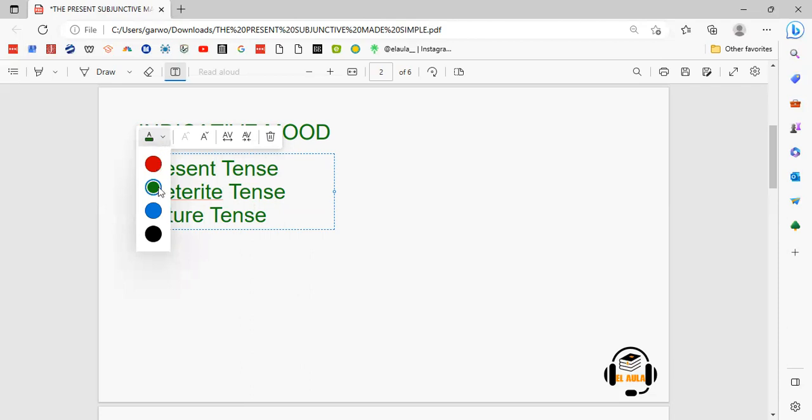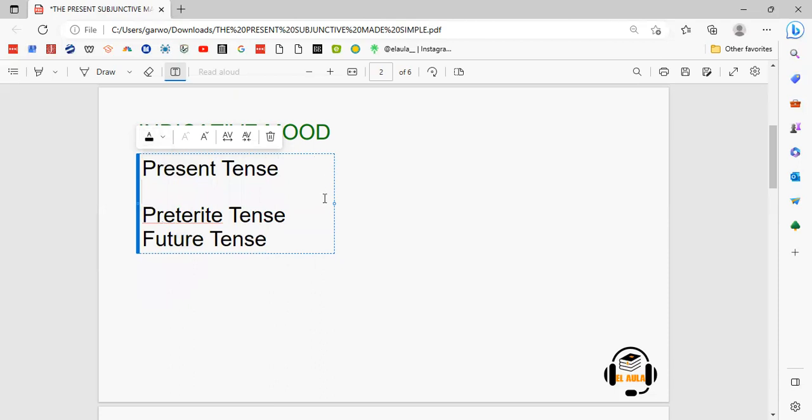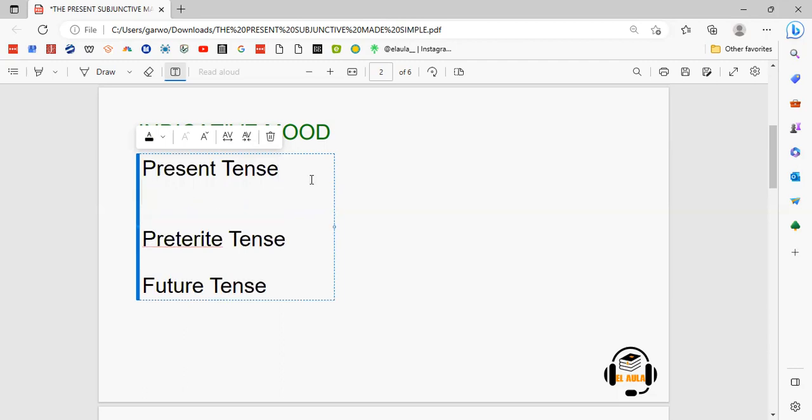Now, a similarity between all these tenses in the indicative mood is that we're expressing things that we are absolutely certain of. So, for example, if I'm using the present tense and I say, I walk to school, this is something that I'm sure of. This sentence is filled with certainty. I'm sure that I walk to school, right?